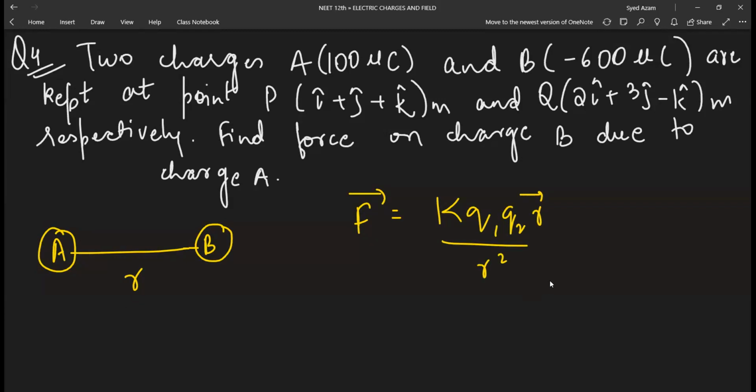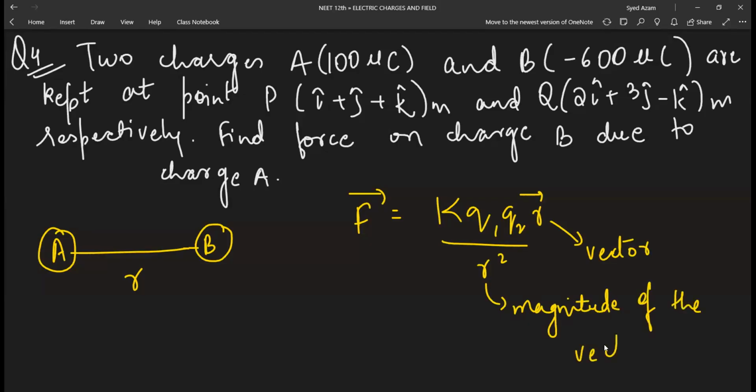Now, we have to calculate the separation. Remember one thing in the formula, Ibrahim: this is the vector, and this is the magnitude of the vector. So RA, what is RA given? R at A is I cap plus J cap plus K cap. Correct, because A is at this point P. This is RA. And what about B?